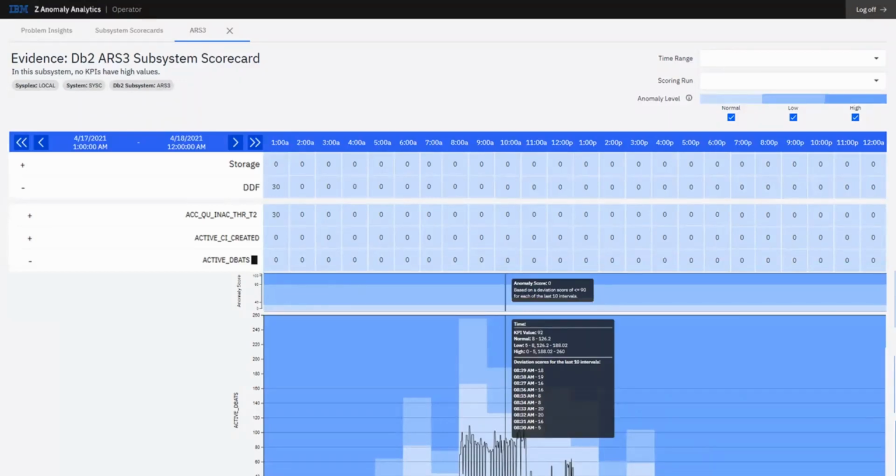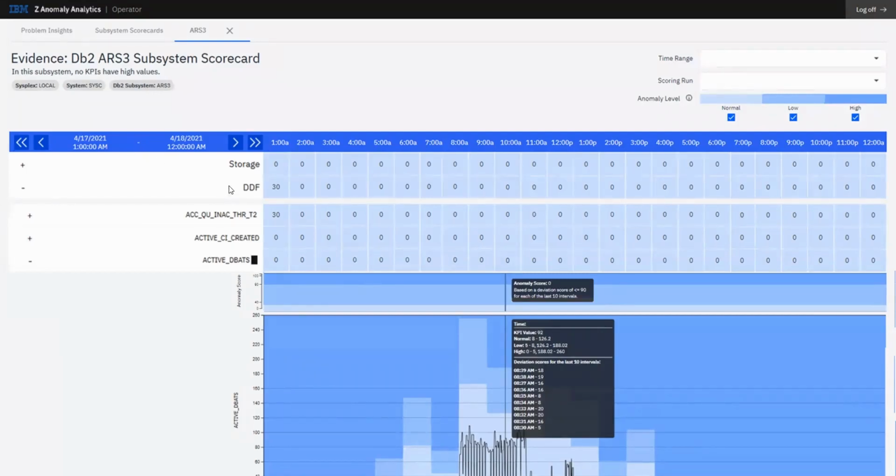For DB2, there's roughly 80 or 90. For CICS and MQ, there's roughly 60 to 70 KPIs. And for all of those KPIs, we've built out different groups of KPIs. So we've broken them down into logical groupings. What we can see here on the screen is our storage and DDF KPI groups. There's some for CPU and locks and latches and a number of other things that are specific to DB2.